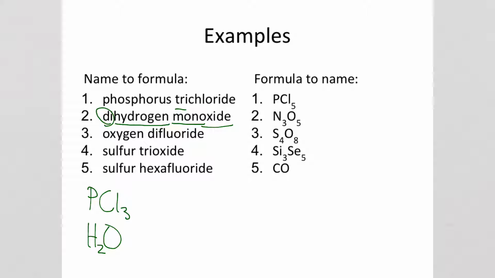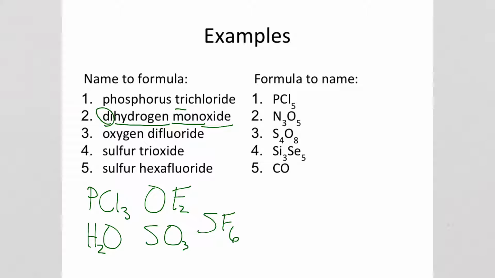Because no one wants to say, oh man, I could really go for some dihydrogen monoxide right now after that run. Water seems a little easier. Same for the number 3, oxygen. Just one of those because you don't need to have the mono there. Fluoride, di, so 2. Sulfur, oxide, tri, sulfur, fluoride, hexa.